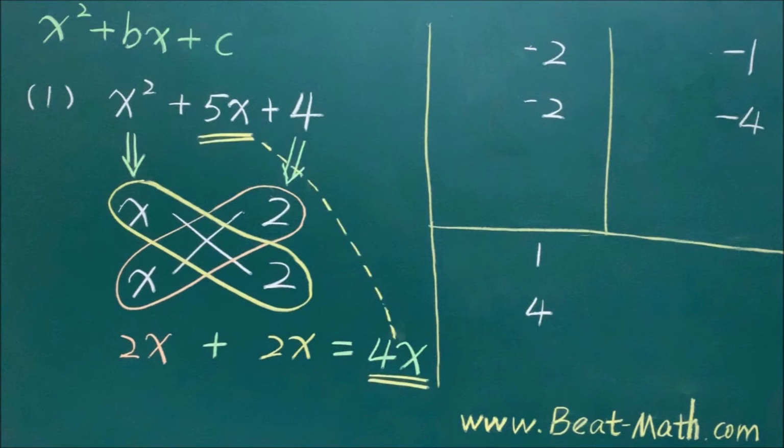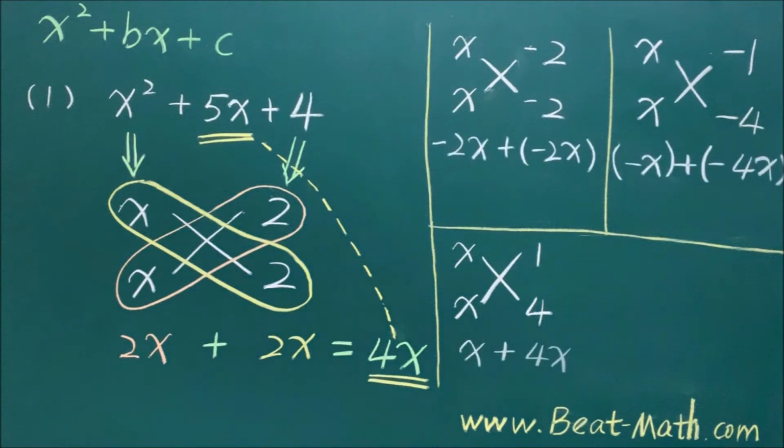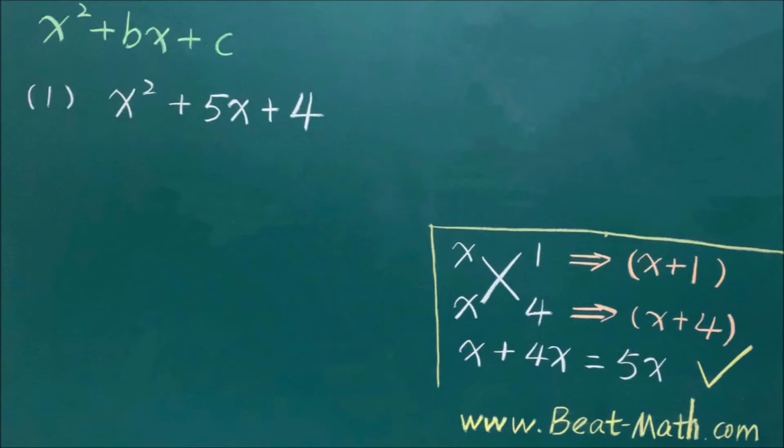We do the same thing for the others. -2 and -2, -1 and -4, and 1 and 4. It is obvious that only 1 and 4 can bring us 5x, so 1 and 4 are the integers we are looking for. Then we can factor the polynomial into the quantity of x plus 1 times the quantity of x plus 4. But what if b is a negative number? Are we still able to do it in the same way? Sure, we can.